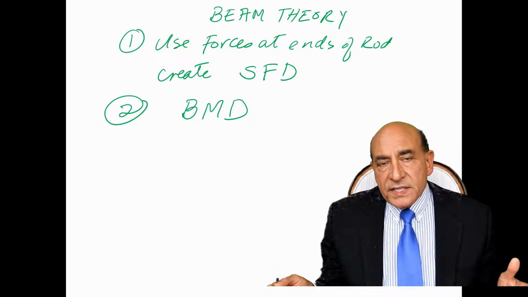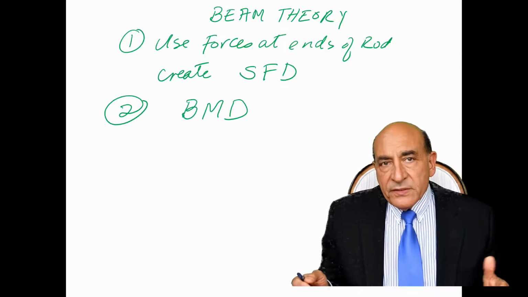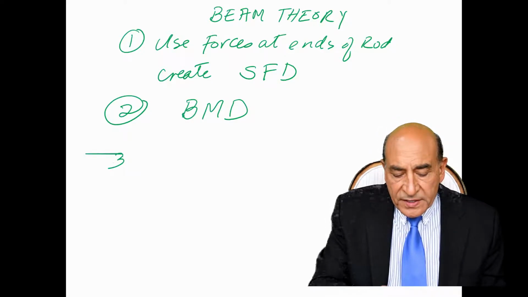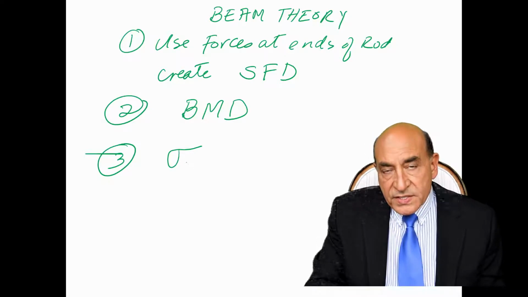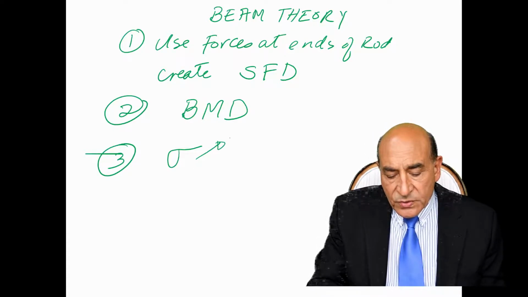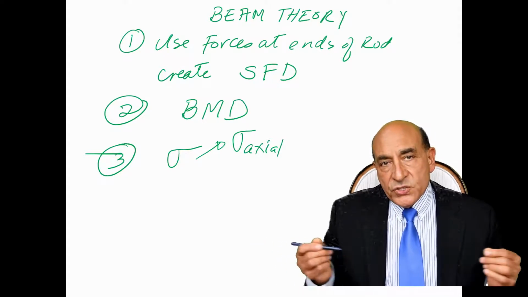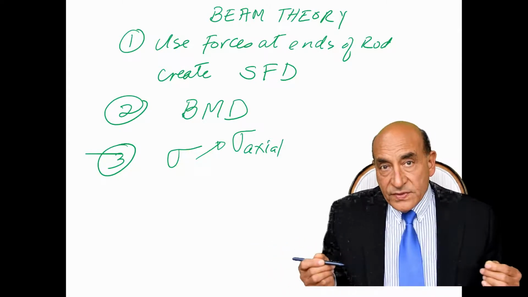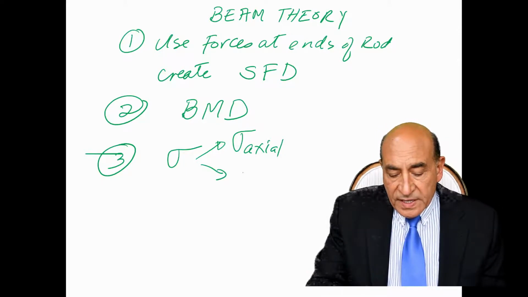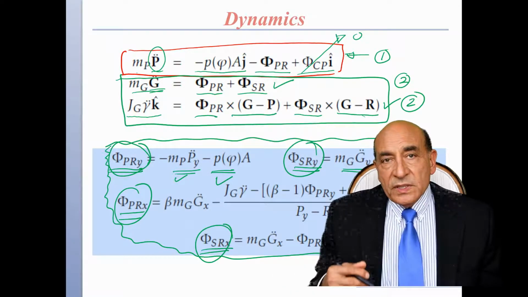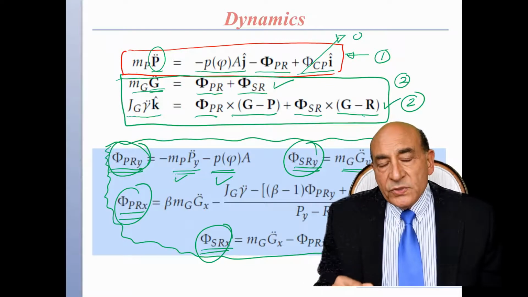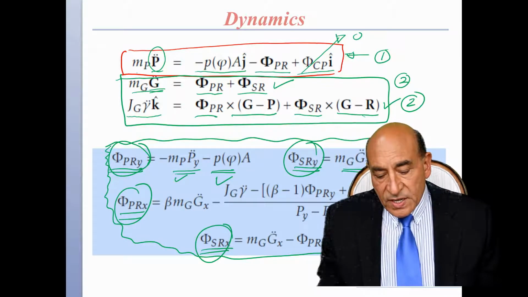And if I consider it as a simple beam, then from the bending moment diagram, I can calculate stresses. And the stresses are two parts. One would be axial, and axial is due to forces along the axis of the rod, and the other one is bending, and the bending is due to the moments that are applied on the rod. If the rod is very thin, we will ignore shear stresses in the rod.